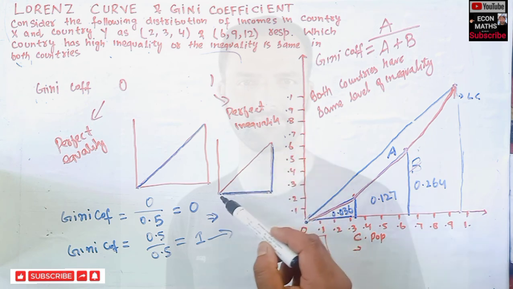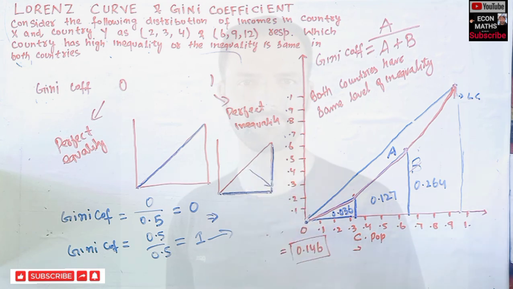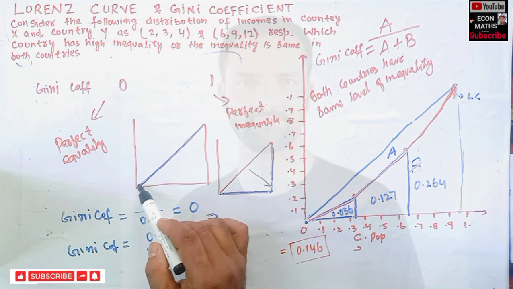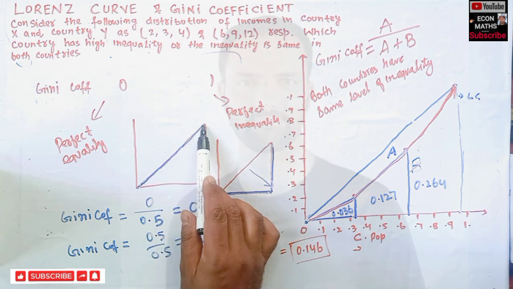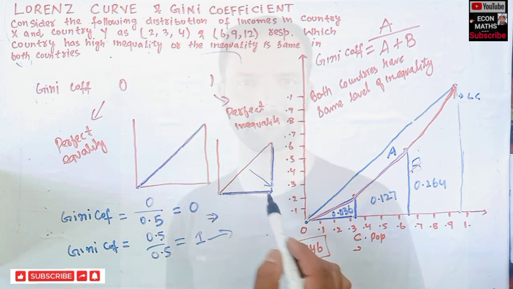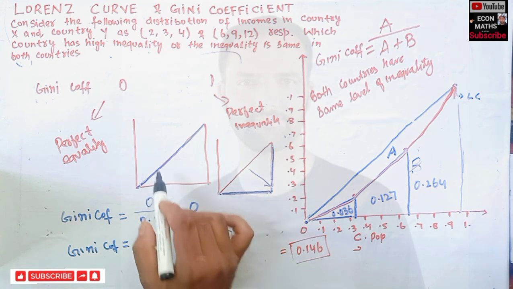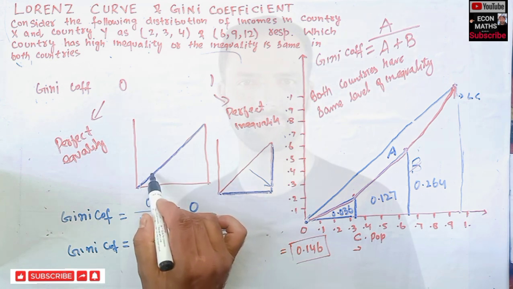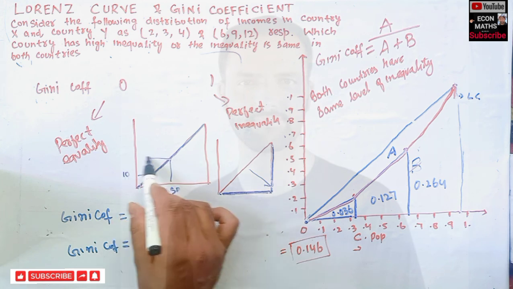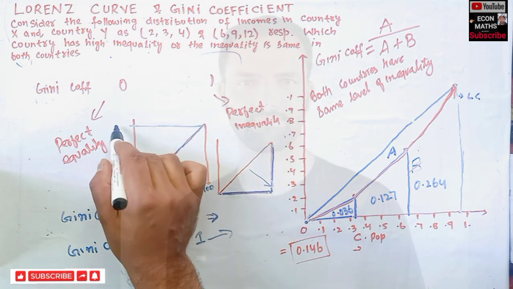Because this Lorenz curve is far away from the line of equidistribution of income, and when we have zero, that means our line of equidistribution of income and the Lorenz curve coincide. In this case, we have perfect equality. Here we have perfect inequality. How is it perfect equality? It means simply that 10% of population owns 10% of income, 50% of population owns 50% of income, or 100% of population owns 100% of income.